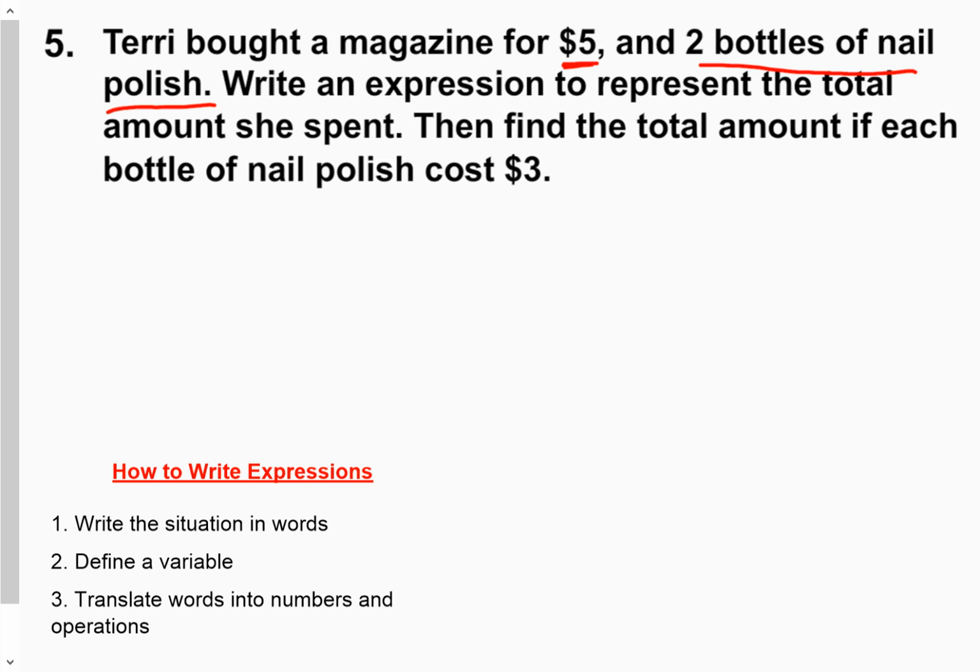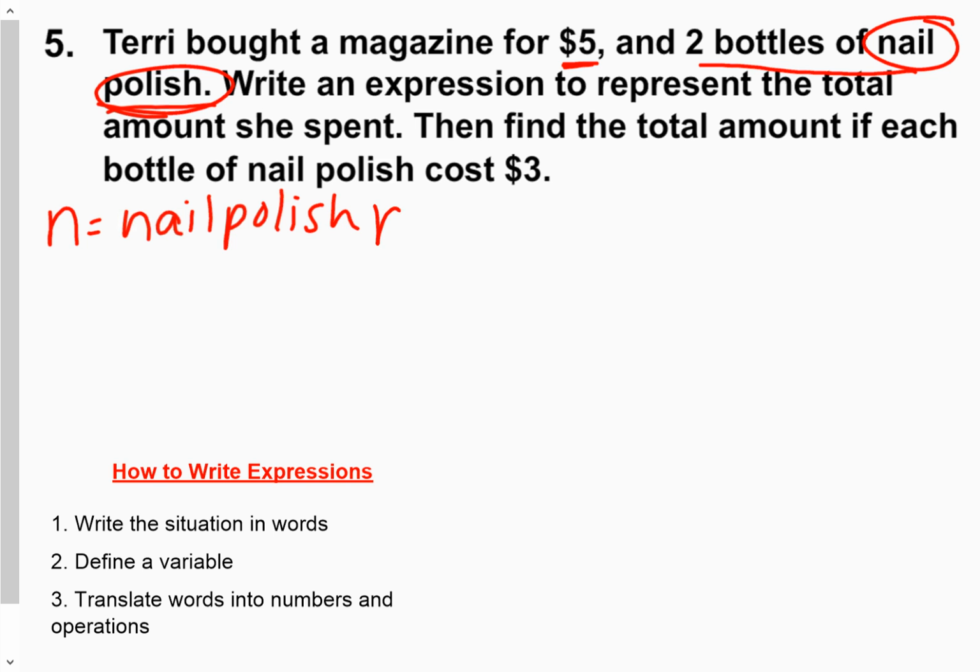So what don't we know? In the beginning, I know they give it to us later, but in the beginning we don't know how much nail polish is. So let's just say N equals nail polish price. Okay, so she actually spends $5 plus 2 times N. And I say 2 times N because we don't know the price of the nail polish. So whatever the price is, we're going to multiply it times 2. Okay, so this is our expression.